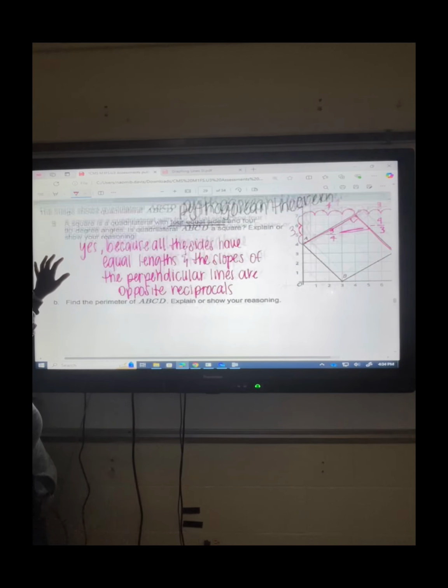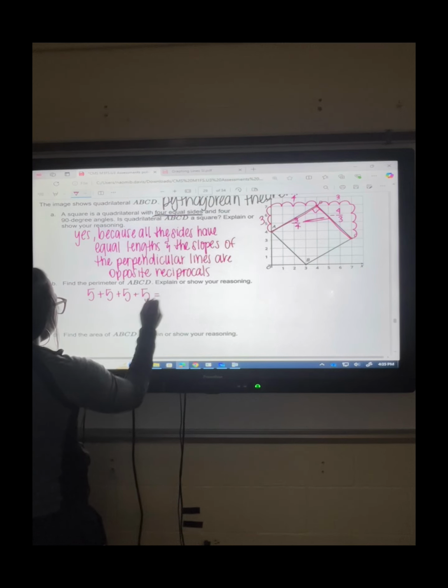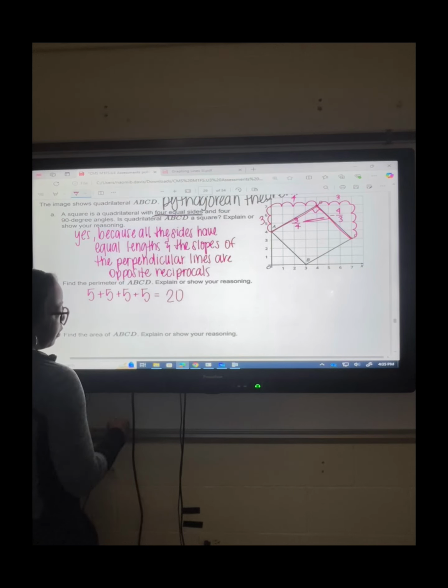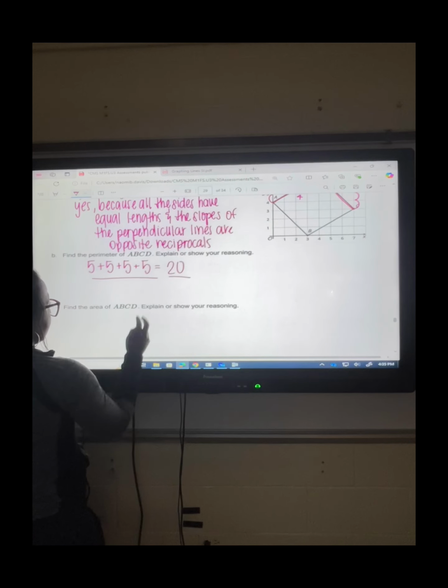Okay? Then I find the perimeter of ABCD. I know that the length of my sides was 5. Perimeter is all the sides added together. So 5 plus 5 plus 5 plus 5 is what? 20. So that's the perimeter. And my explanation is that 5 plus 5 plus 5 plus 5 is 20. Okay? Area is what? Length times width, right? Area equals length times width. My length and width was 5. So area equals 5 times 5. So my area is 25.